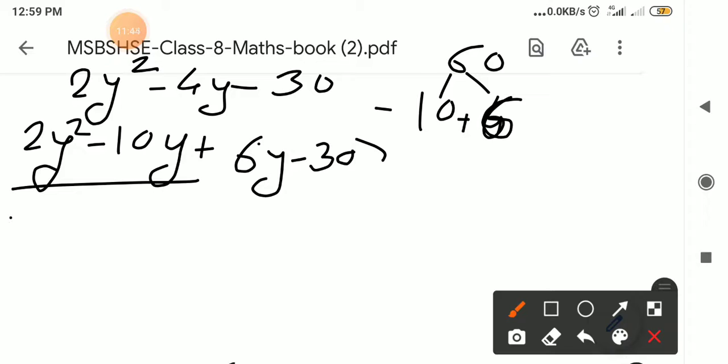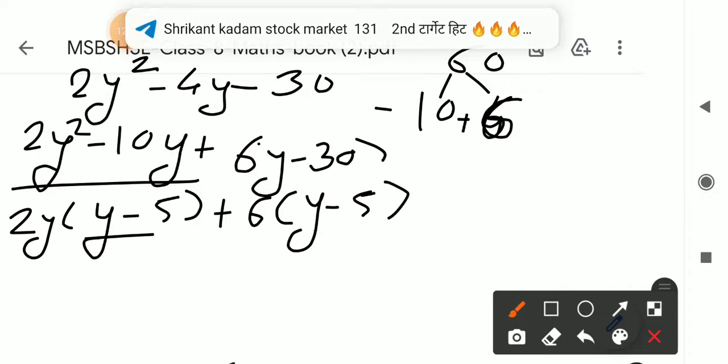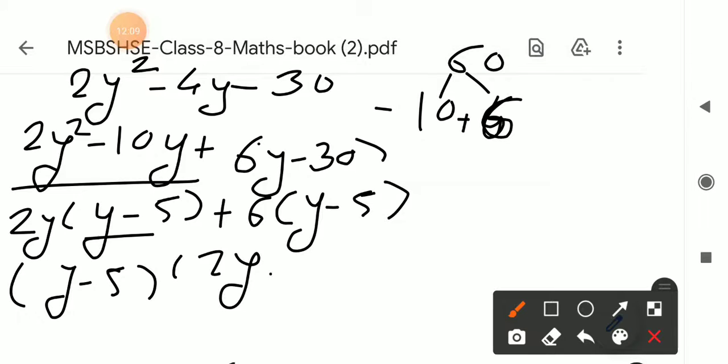From this, what is common? 2y will come common, and here y minus 5. And here, what is common? The signs are the same, so plus will come here. The second and fourth term signs are the same, so plus will come here. Plus 6 will come outside, since 6 fives are 30. So y minus 5 is the common bracket, and 2y plus 6 is the uncommon factor. I think I told you plus 10 something, no?